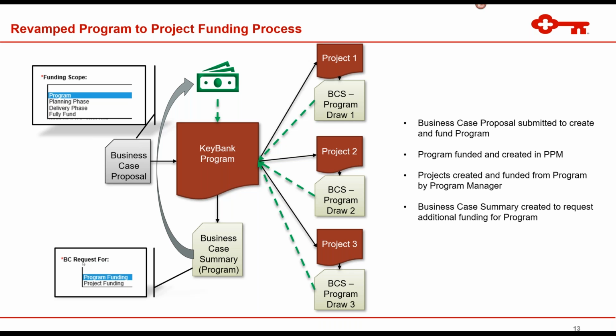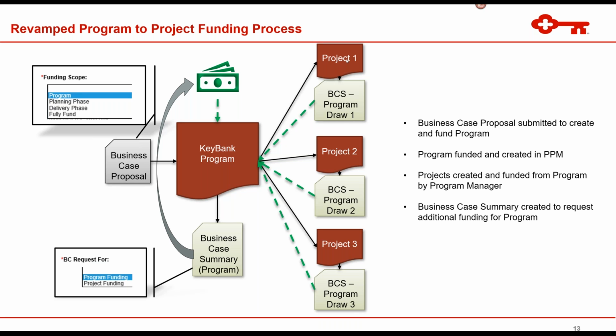And this is just a quick snapshot or a snippet from our PPM environment. So you can see the selections available are program funding or project funding. And then the funding scope for the initial business case proposal is we can fully fund the project, or fund only the planning phase of a project, or the delivery phase of a project, or the overall program.